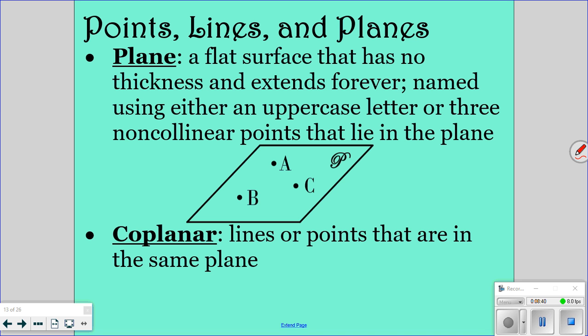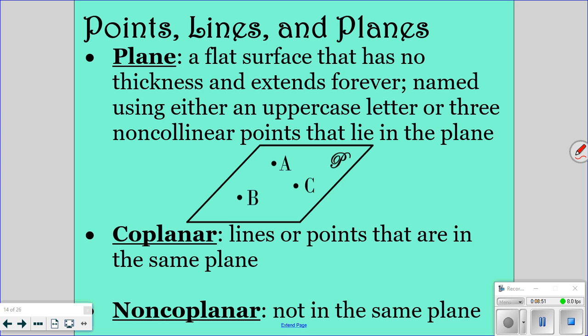Coplanar means that the lines or the points are in the same plane. So coplanar means they're on the same plane. You can also have non-coplanar. That means that they are not in the same plane.